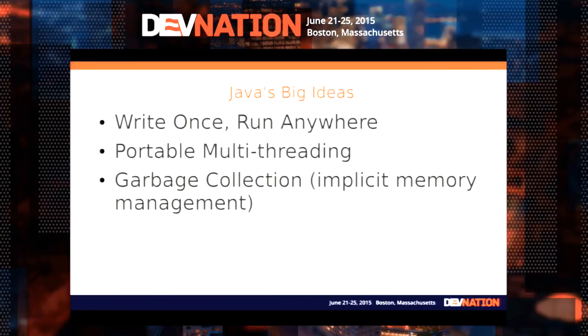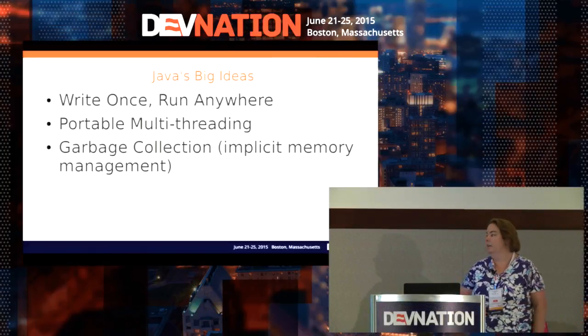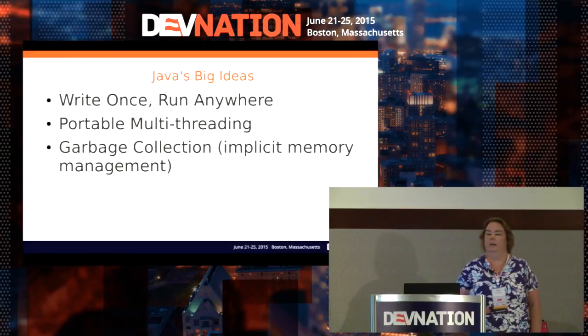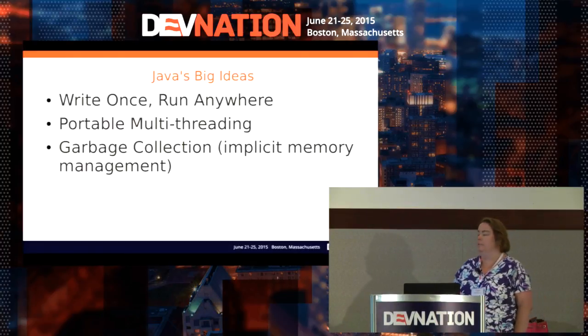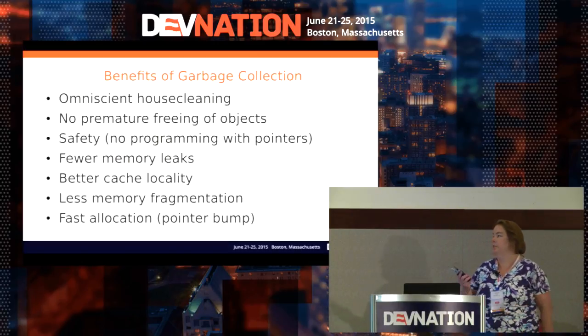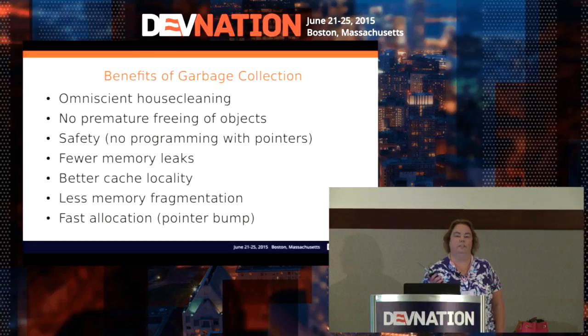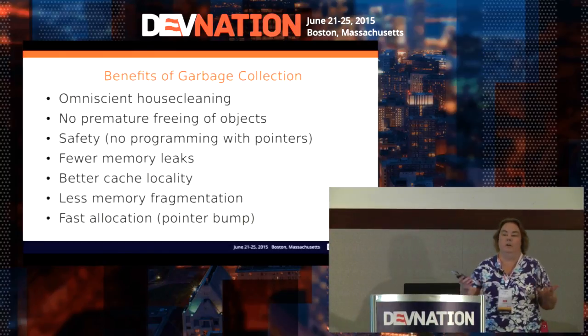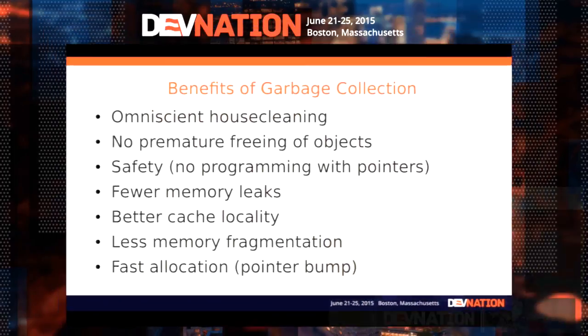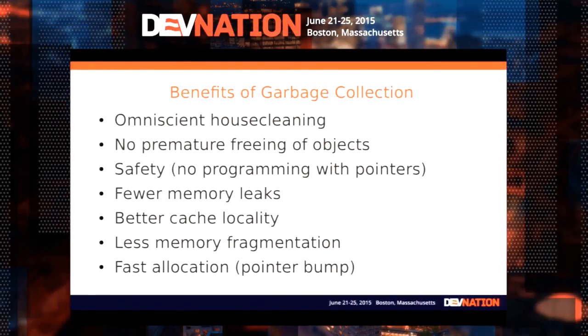So Java had three big ideas that it brought to most production programmers. Write once, run anywhere, portable multi-threading, and garbage collection, or implicit memory management. And I'm here to talk to you about garbage collection. I've never spoken at DevNation before, so I tried to do my slides from beginning to end, from soup to nuts. So if you're garbage collection experts, I apologize.